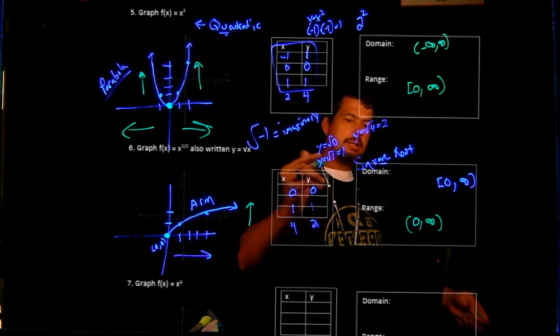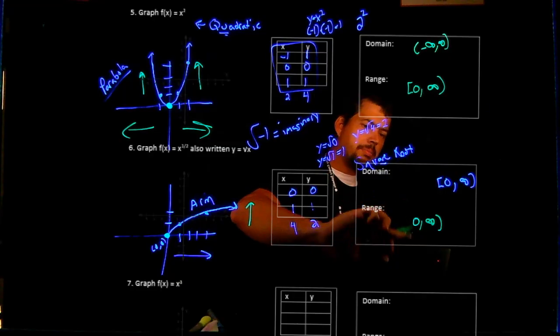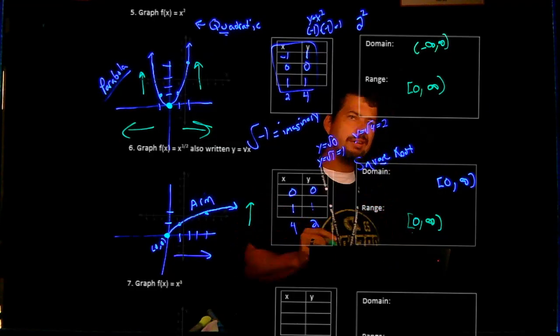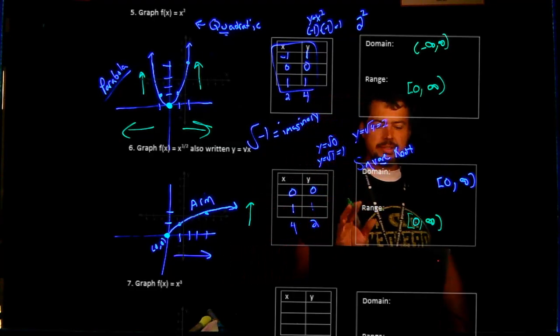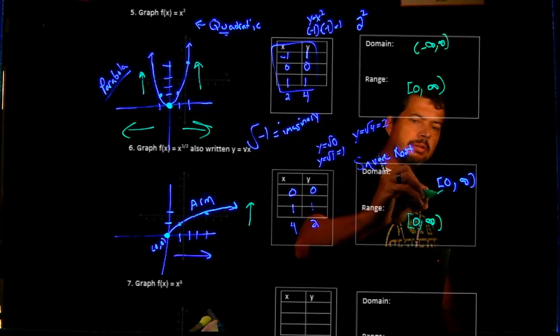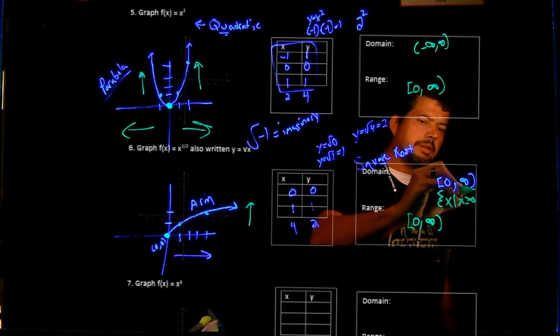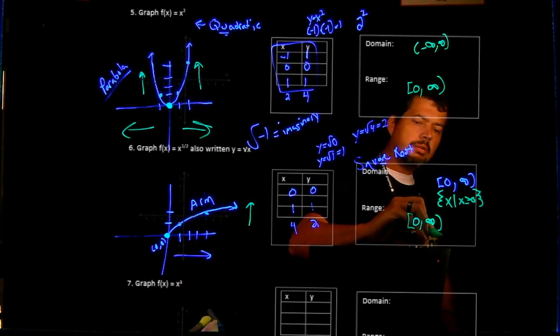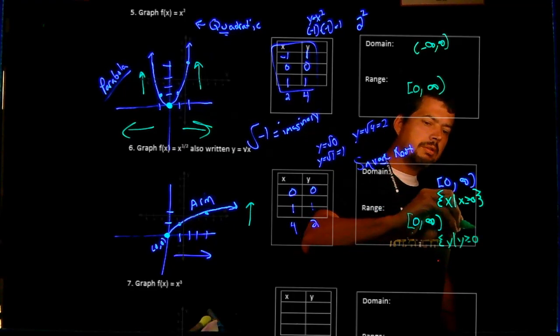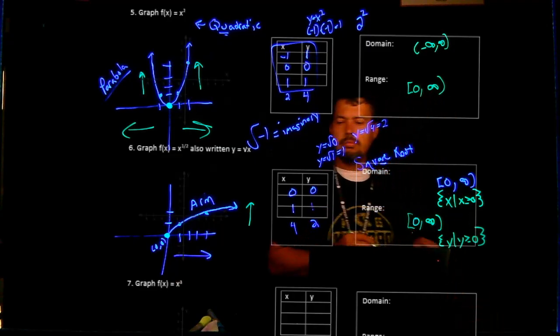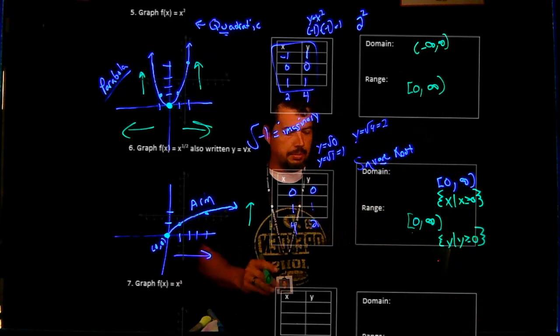Now, if you're a set builder kid, and I almost made a mistake, notice how I put a parenthesis on that? That was a solid dot, that's a bracket. If we're this kid that likes set builder notation, curly braces, all values of x such that x is greater than or equal to 0, or all values of y such that y is greater than or equal to 0. All right, let me pause and erase.